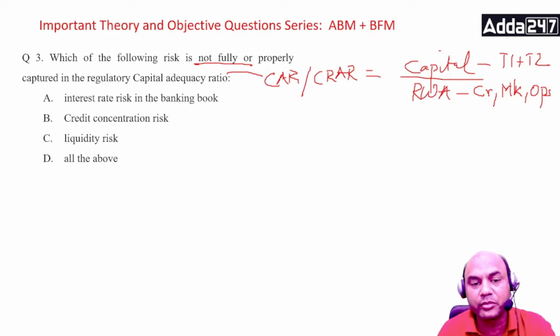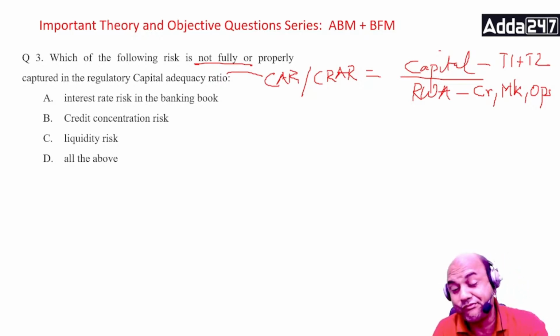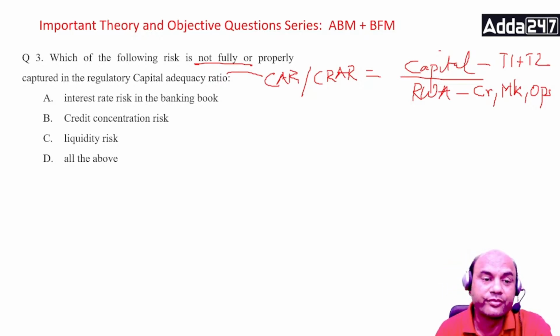Interest rate risk in banking book, credit concentration risk, liquidity risk, all of the above. Very tough. Yeah, really tough. Because one of the options is really tough. One you will immediately get, which is not covered. Okay, credit concentration. I'll move from easier to tougher. Easier is credit concentration. It is not covered in CRAR.